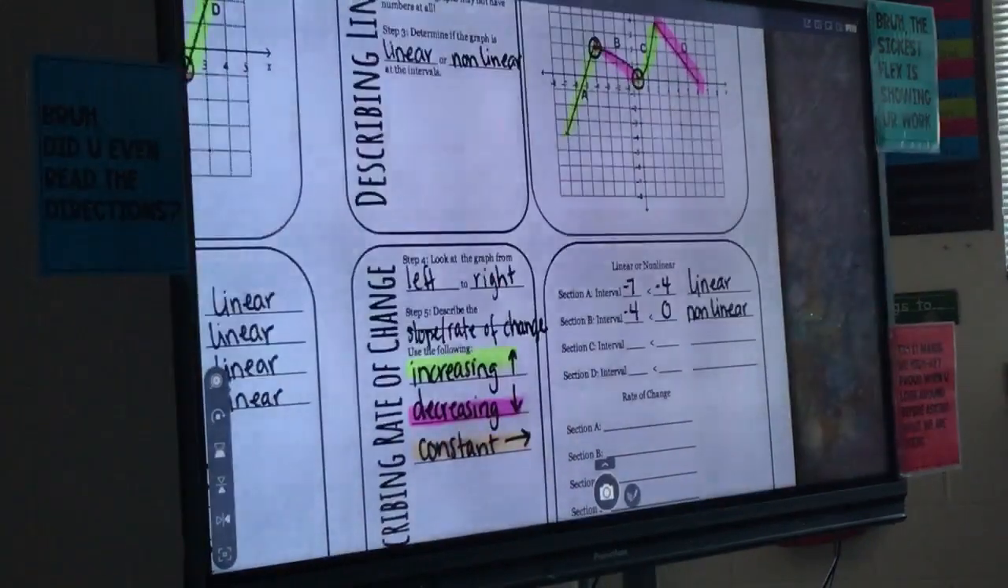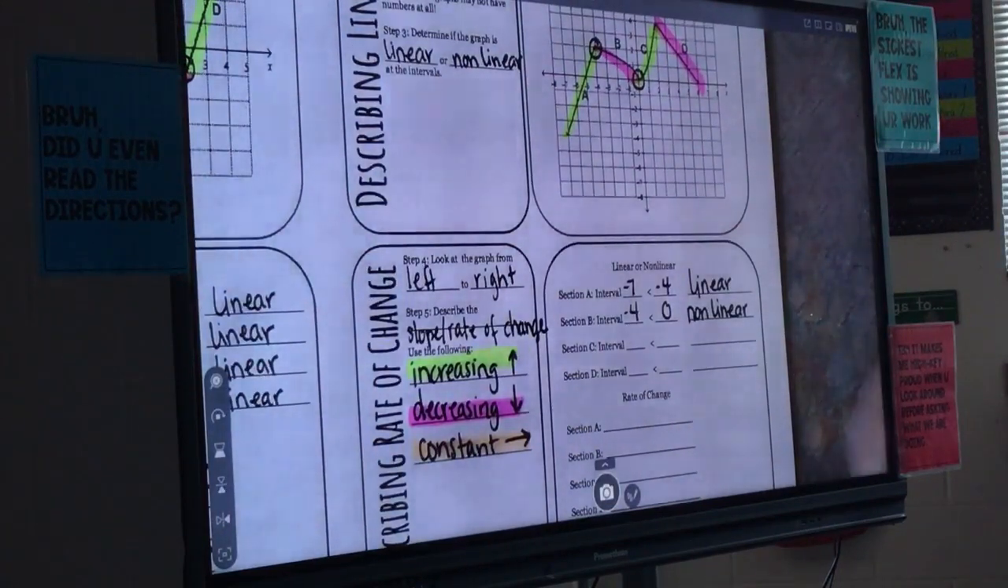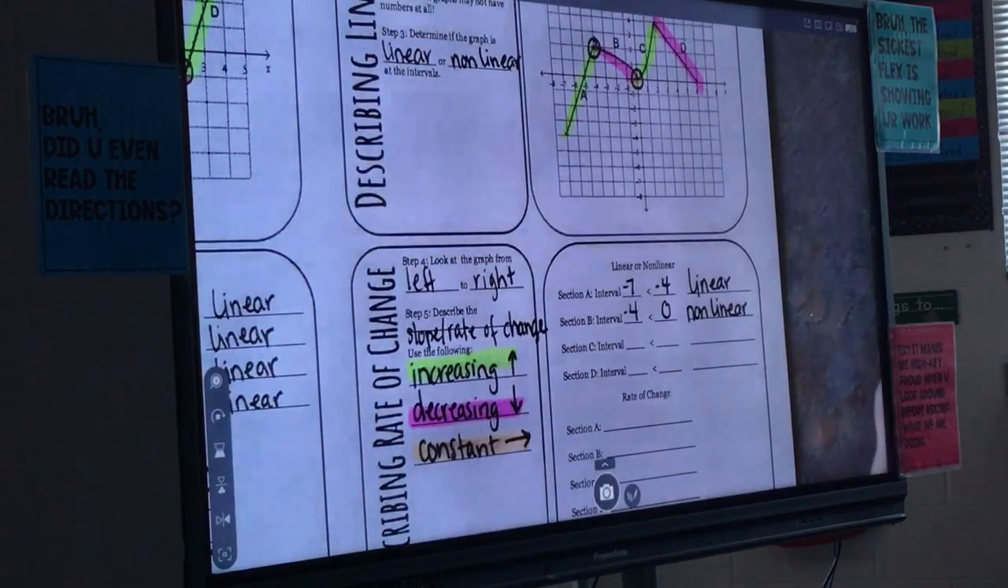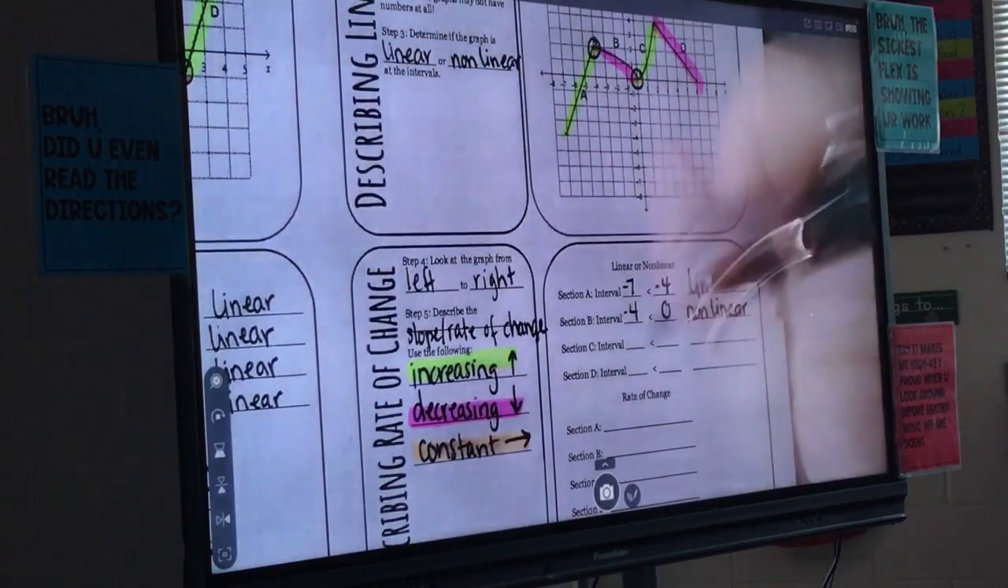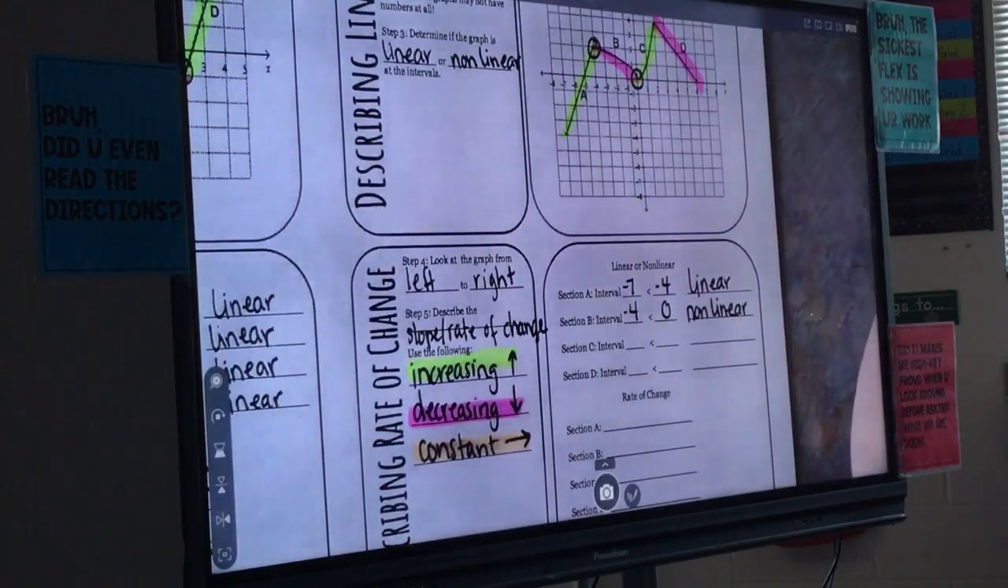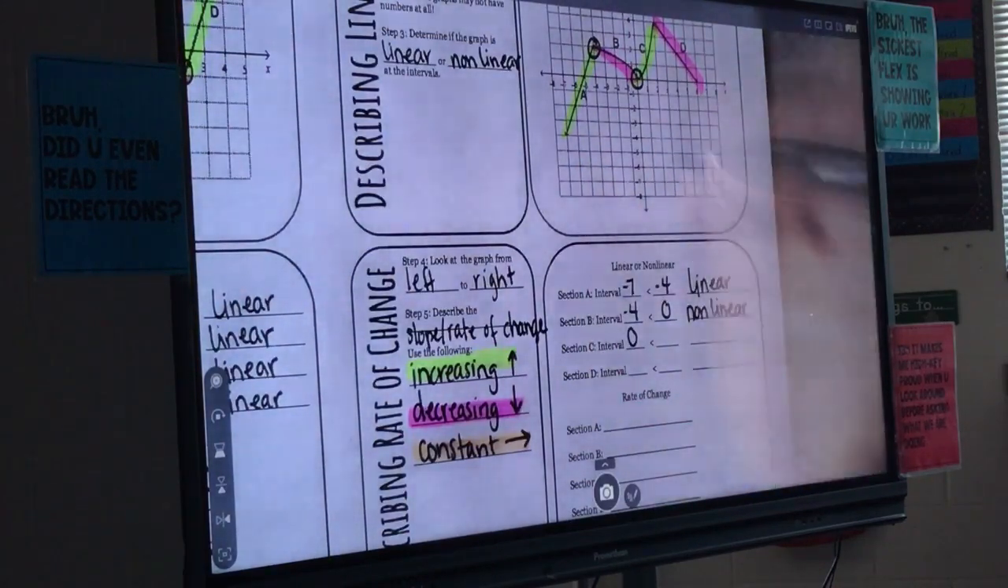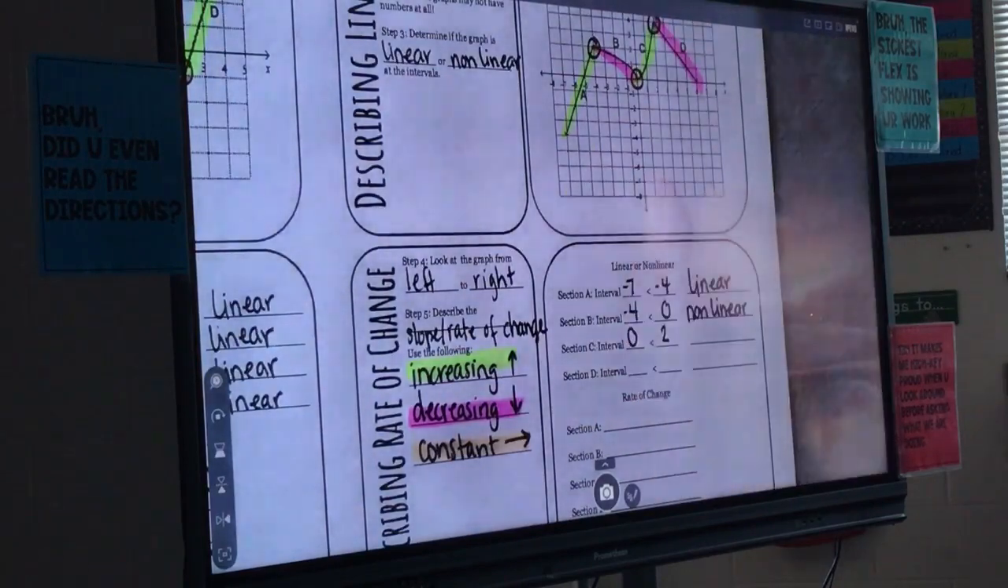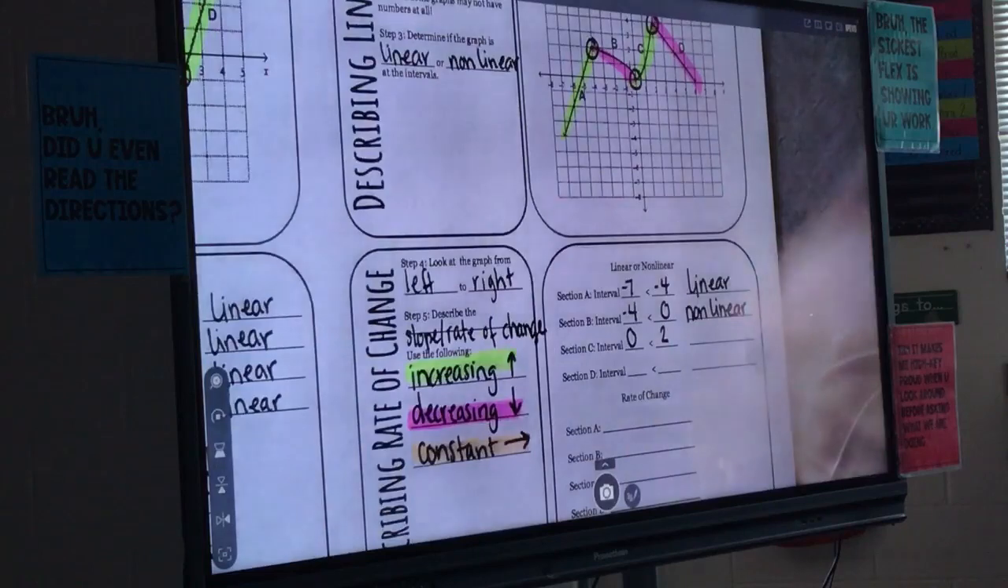All right, section C. Anthony, what are the two numbers? So where do we start? Where do we end for section C? Looking at just the Y's. Where does section C start? Where does it end? We're 0 and 2. Mm-hmm. All right, and is it linear or non-linear? Non-linear. How do you know?